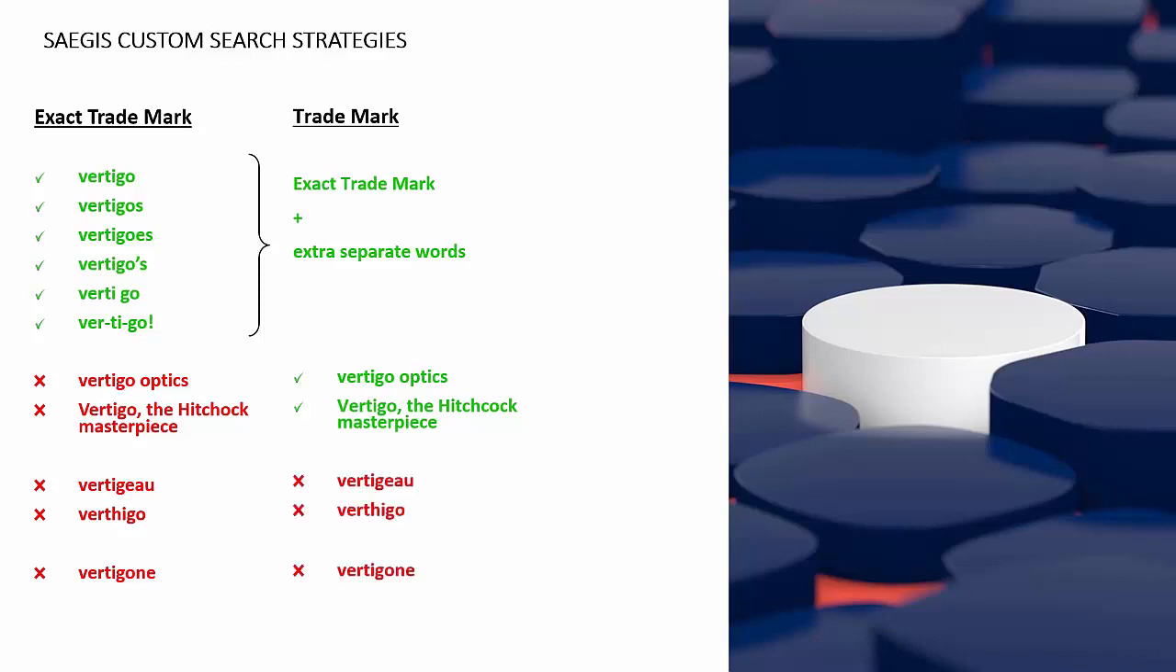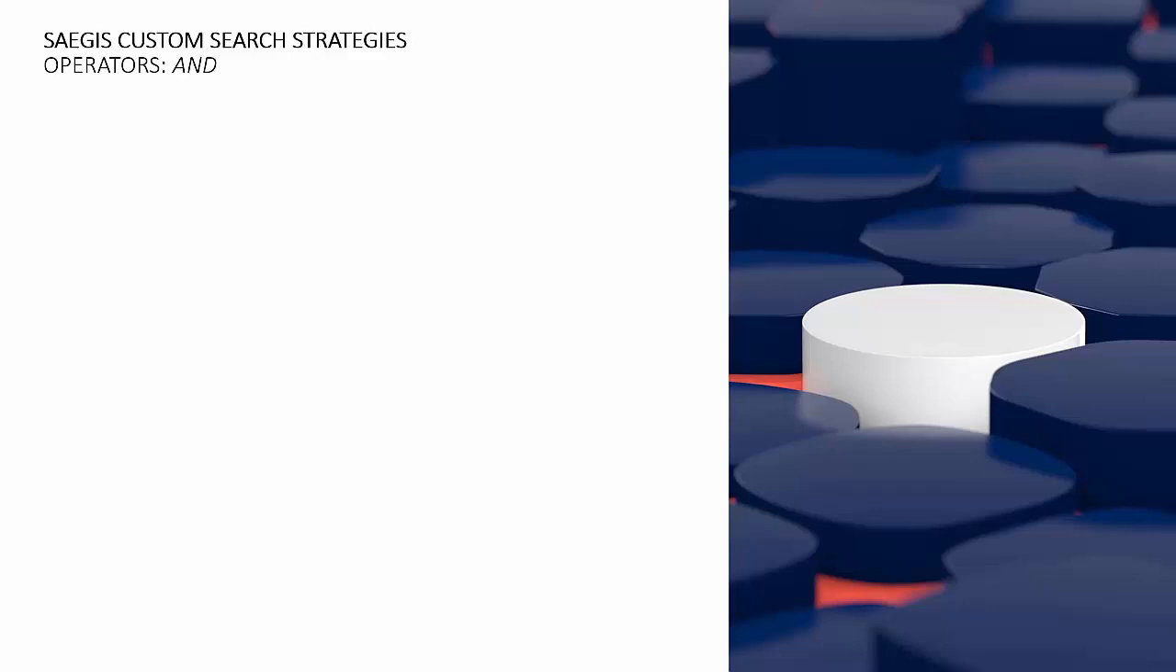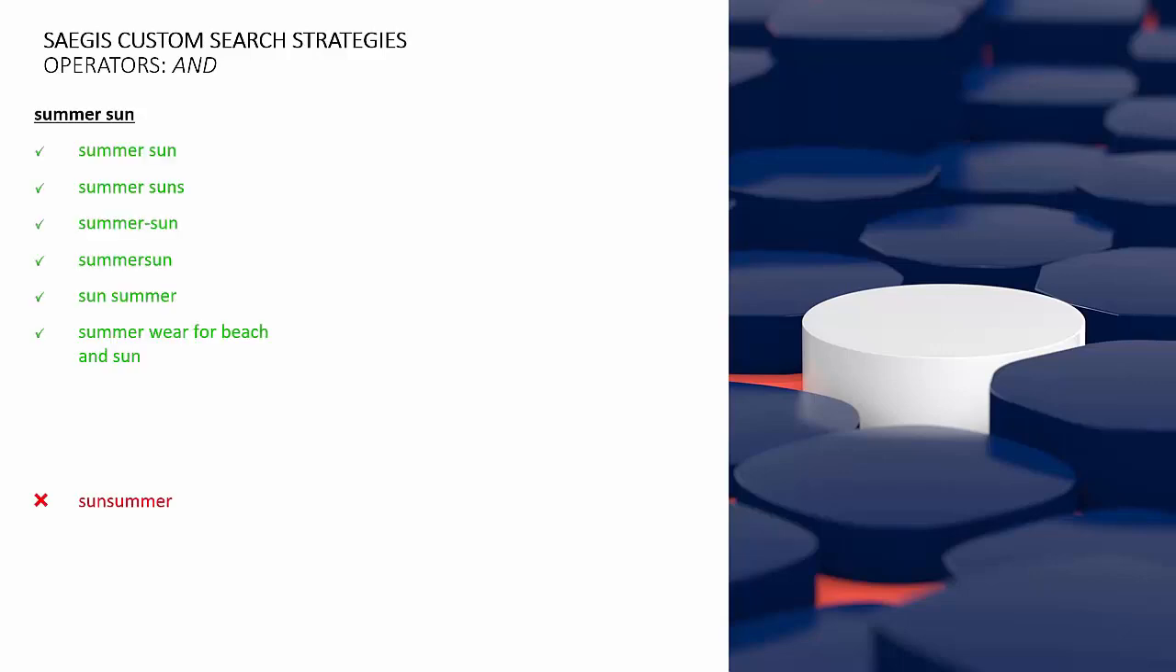When conducting screening searches, you can also use logical operators like AND, OR, and NOT to limit or expand the scope of your search. Let's go over these three operators and see how we can use them in our searches. The AND operator is mainly used for searching word combinations. Since this is a frequently occurring search case, SAEGIS does not require you to enter the AND operator. You can simply leave a space between your search terms to search for their combination in a single mark. For example, if you want to find all trademarks that contain the words summer and sun, you simply write summer sun in the search field.